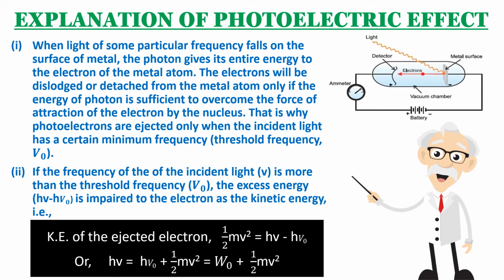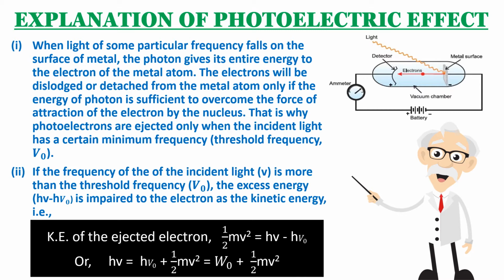You know what photoelectrons are. So photoelectrons are ejected only when the incident light has a certain minimum frequency called threshold frequency, that is nu naught. So this is the first explanation part.